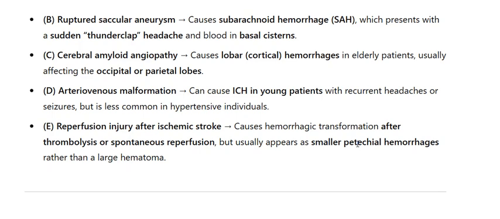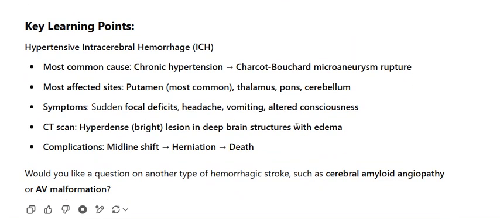Key learning points: hypertensive intracerebral hemorrhage, ICH, most common cause, chronic hypertension, Charcot-Bouchard microaneurysm rupture. Most affected sites: putamen, most common, thalamus, pons, cerebellum. Symptoms: sudden focal deficits, headache, vomiting, altered consciousness. CT scan: hyperdense, bright lesion in deep brain structures with edema. Complications: midline shift, herniation, death.